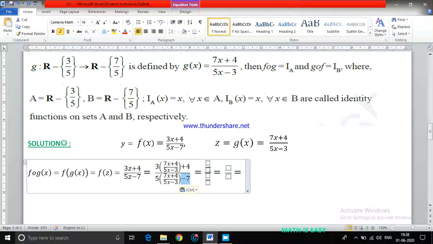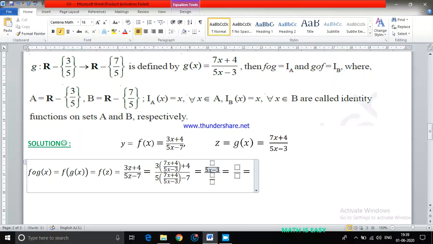Now take the LCM in the denominator here in this numerator. Okay, this is the entire fraction. So if you see here for this and this number 4, the denominator will remain 5x minus 3. That is the denominator for the LCM here. So what you get here is 3 times 7x plus 4.